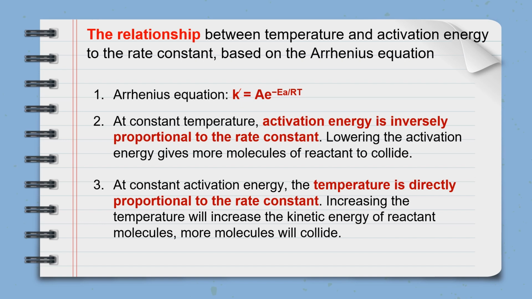In this part, 1 mark is given for the Arrhenius equation. Then we give other marks for: at constant temperature, activation energy is inversely proportional to the rate constant, and at constant activation energy, temperature is directly proportional to the rate constant. So in this part, we have 3 marks.